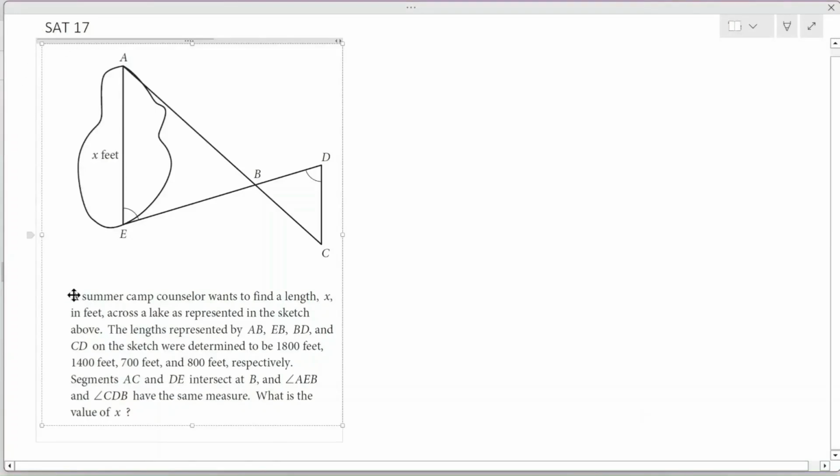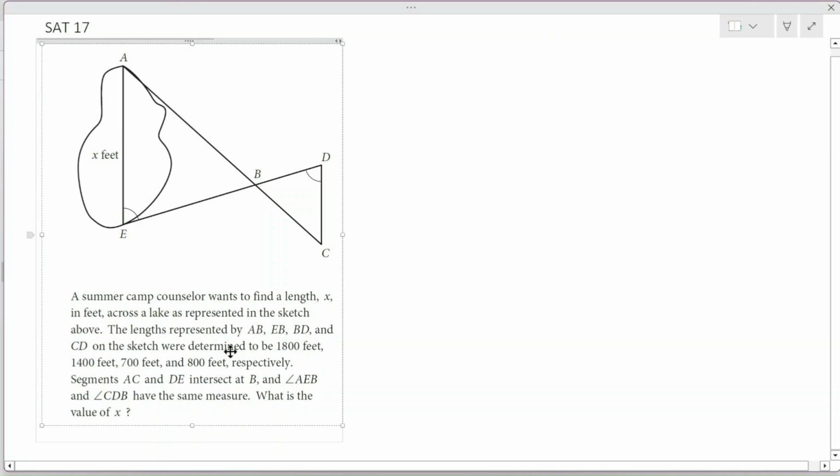Question 17. You have a diagram. It says a summer camp counselor wants to find a length x in feet across a lake as represented in the sketch above. Now this is a sketch. This is the diagram being referred to. He wants to find a length that's AE, this length that is x feet.